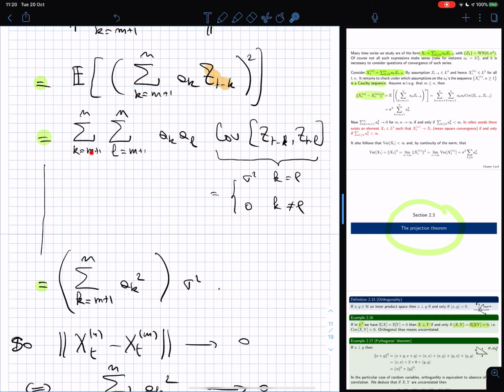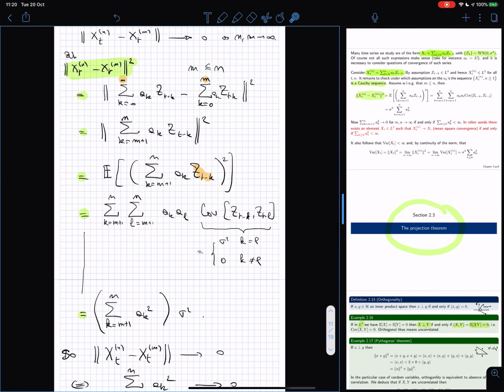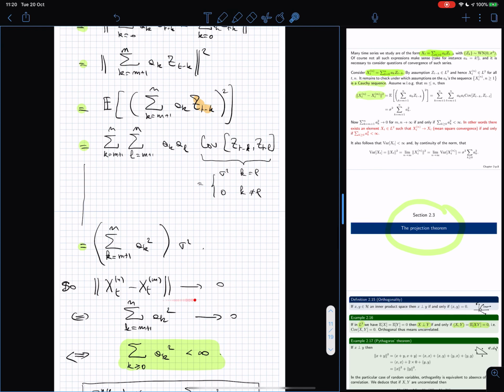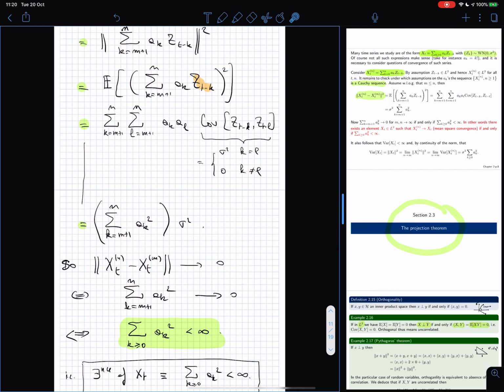And when k is equal to l, I have a_k times a_k, which is a_k squared, times sigma squared. So I'm left with this. Okay, so let's go back to what we were doing. We were trying to see if this goes to 0. Well, this goes to 0 if and only if this guy goes to 0.